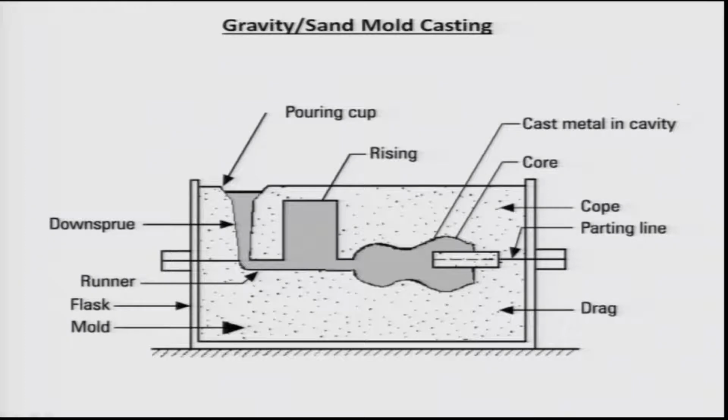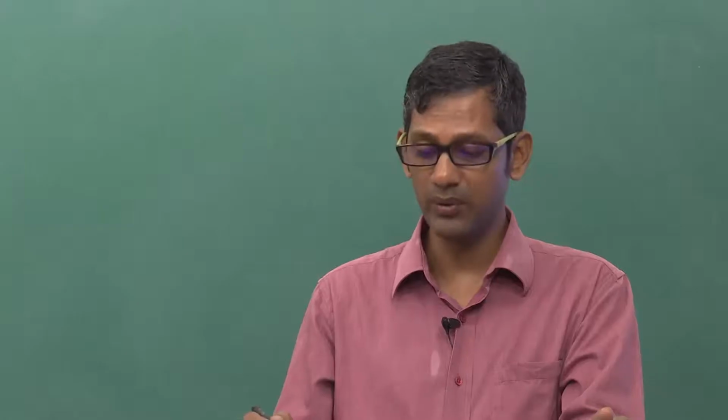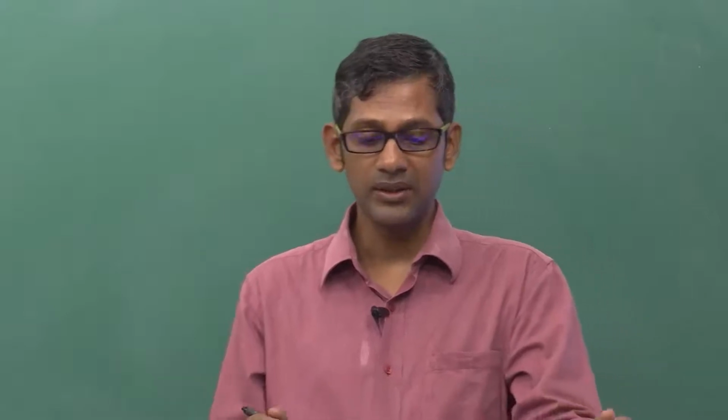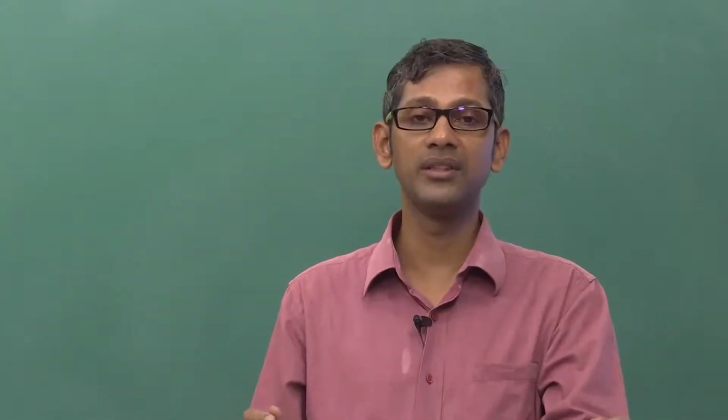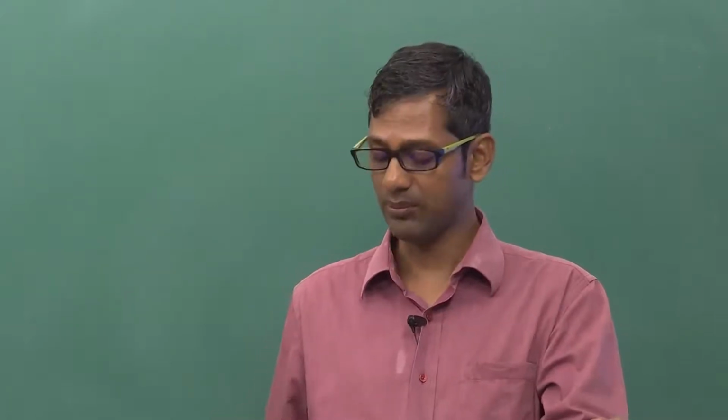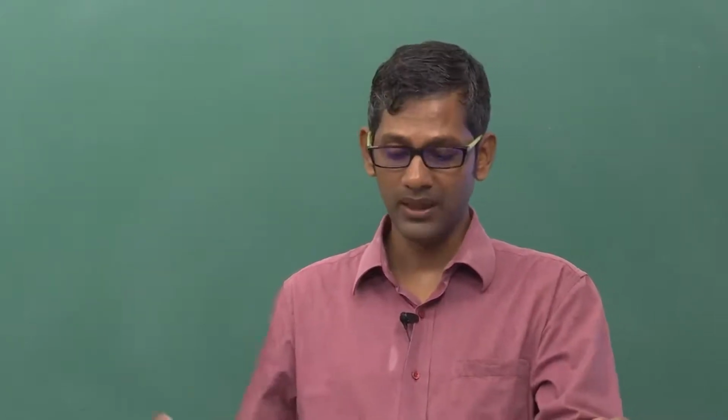So nucleation is mostly heterogeneous type, that I mentioned in the last lecture. Therefore all the theories which I have discussed in the last lecture can be used to explain the nucleation aspects of that. This is basically known as gravity or sand mold casting, which is predominantly used in the industries to make different objects, but that is not all.